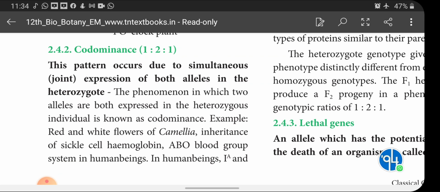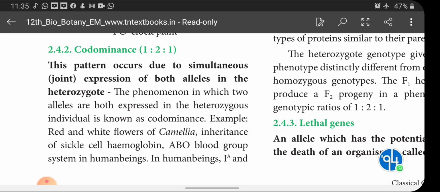In AB blood group, the gene consists of two alleles. One is A, another one is B. In that, neither A nor B is dominant over the other, but together they express their phenotypic character in the F1 generation, and this is called AB blood group. This type of dominance is called codominance. This happens in animals. Here in plants, we will see another example.